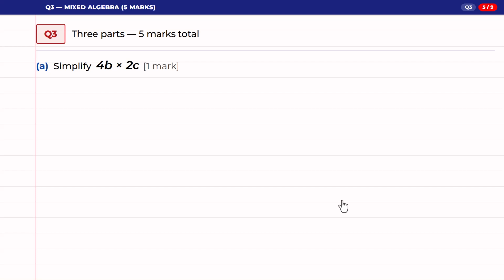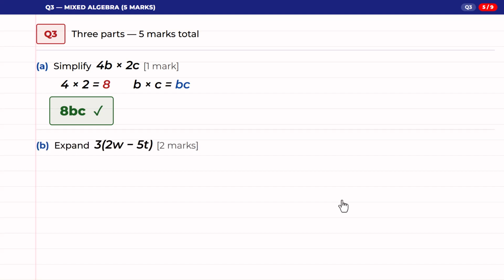Part 8. Simplify 4b times 2c. 1 mark. When multiplying algebraic terms, multiply the number coefficients together and multiply the letter parts together. 4 times 2 equals 8. And b times c equals bc, two different letters simply written side by side. The answer is 8bc.